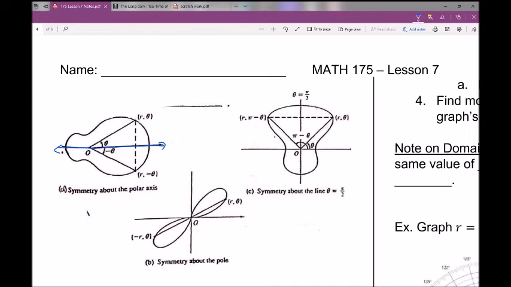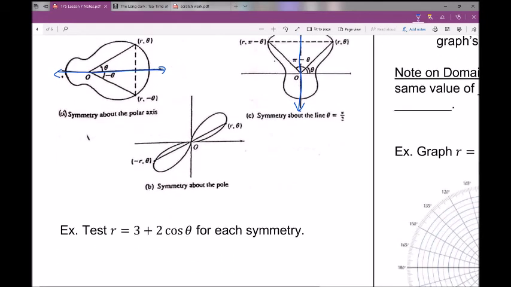Symmetry about the pole. So imagine taking your paper and turning this graph all the way around, upside down, and what you'd notice is that the graph stays the same. And so that is symmetry about the pole. And finally, for symmetry about the line theta equals pi over 2, imagine taking that vertical axis as the folding line, and your graph matches up on itself if you fold over that vertical line. So those are the three kinds of symmetry.